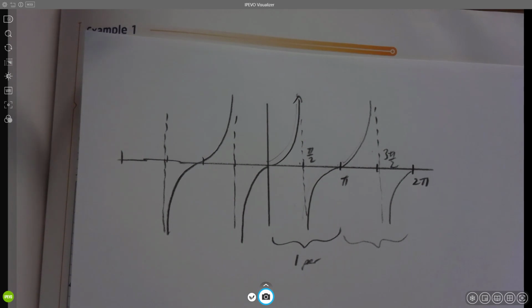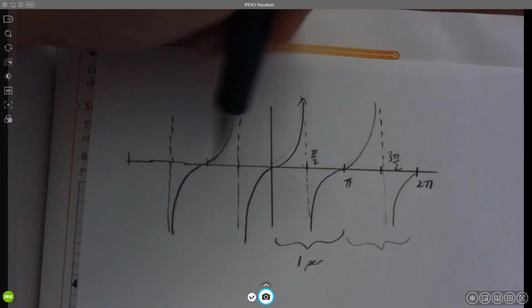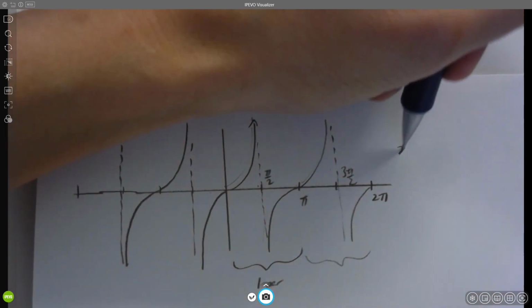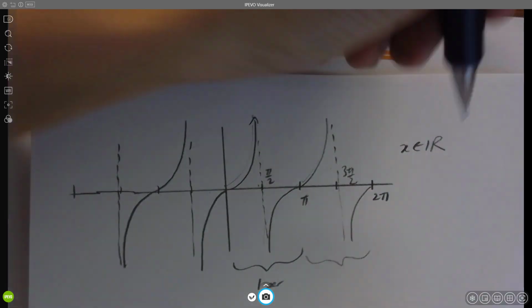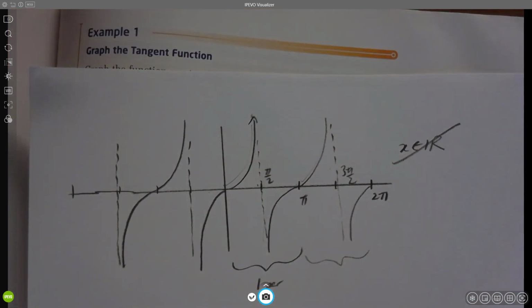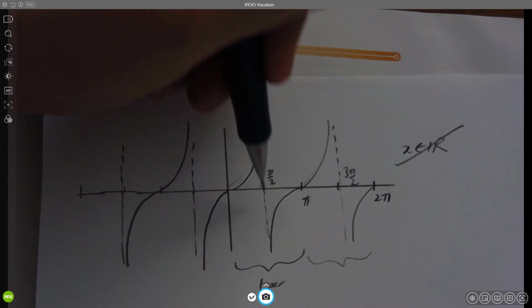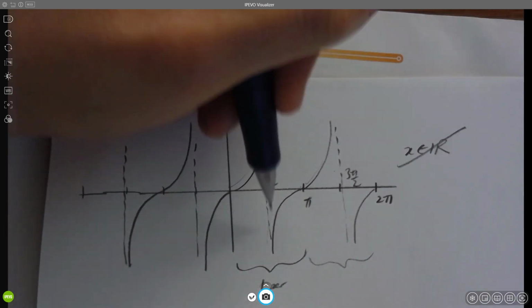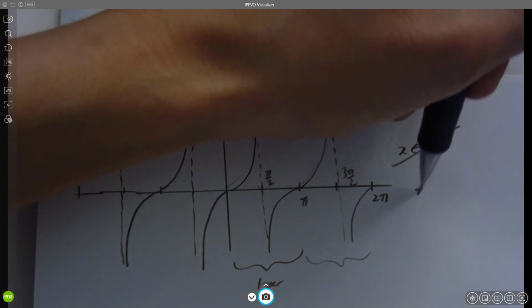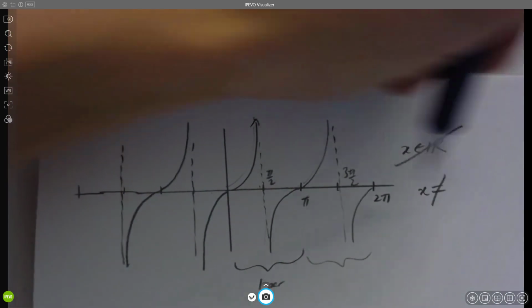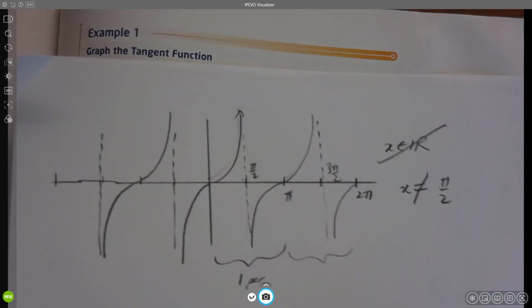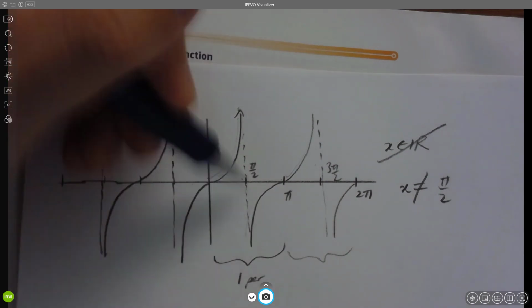Okay, so in terms of its characteristics, we'll talk about the domain. The domain is almost all real numbers. If you write this, it's not necessarily wrong, but this is already implied. You don't have to say all real numbers. The only problems we have are at the vertical asymptotes. The function is not defined. So I'm going to say x does not equal pi over 2 or 90 degrees. That's the only problem. We have a vertical asymptote here.